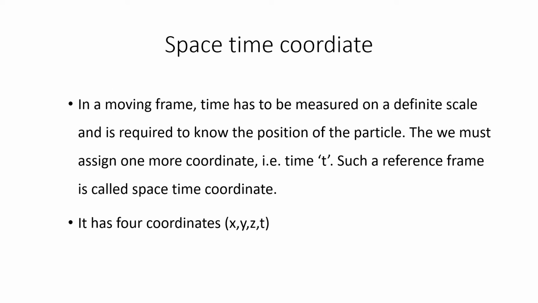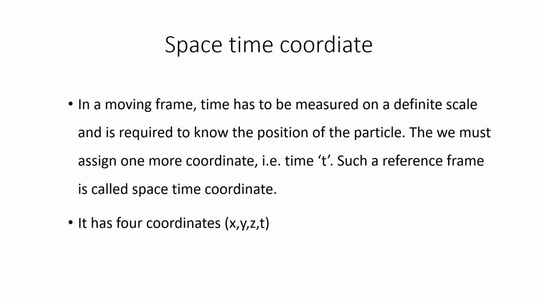Now we are going to take the space-time coordinate. It means that to define a frame in rest or motion, we should have a coordinate system. The space-time coordinate system means that the three axes x, y, z with the time coordinate as a fourth axis should be there. So for a moving frame, time has to be measured on a definite scale. It means that if the frame is moving, then we need a definite time for the observation of the motion. So there should be a definite scale, required to know the position of the particle with reference to the time. Then we must assign one more coordinate with x, y, z, and that is time t. Such a reference frame will be called a space-time coordinate system, and it will have four coordinates x, y, z, and t.